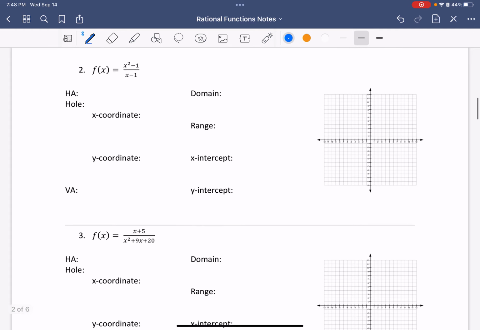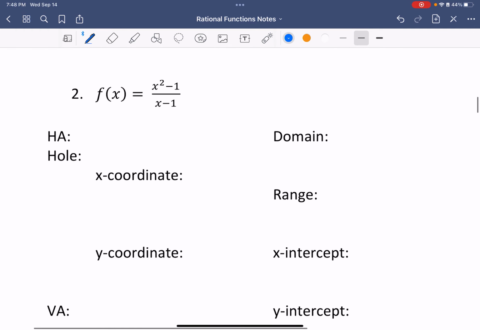So here we have x squared minus 1 divided by x minus 1. So the first thing we're going to do is look at the exponents to determine the horizontal asymptote. So the power of the numerator is 2. At the bottom, there is an imaginary 1. 2 is bigger than 1, and 2 is on the top. So this would be a case of bottom bigger on top means none. So there is no horizontal asymptote here.